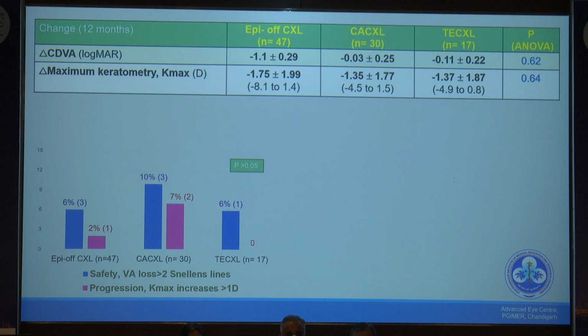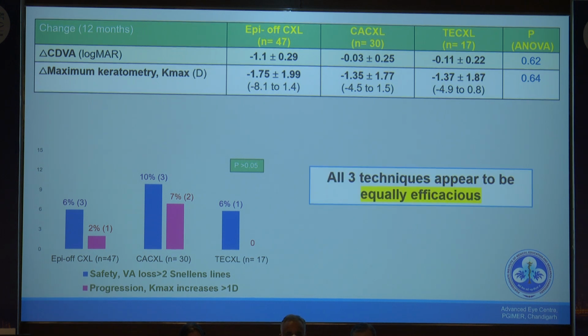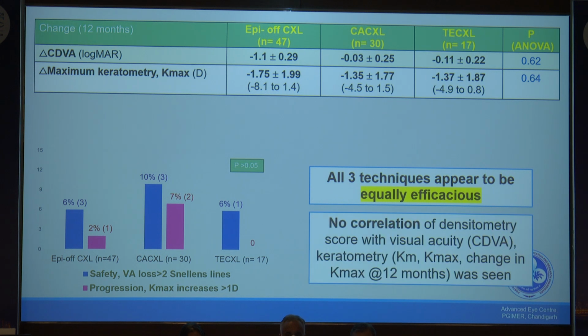Comparing the visual and the topographic outcomes, there was a similar, comparable amount of improvement in visual acuity in the three groups, and the amount of flattening was also comparable. Safety wise and progression wise, all three groups were comparable. So all three techniques appear to be equally efficacious. Correlation analysis was done correlating densitometry score with visual acuity, keratometry and change in keratometry at 12 months, but no correlation was found.